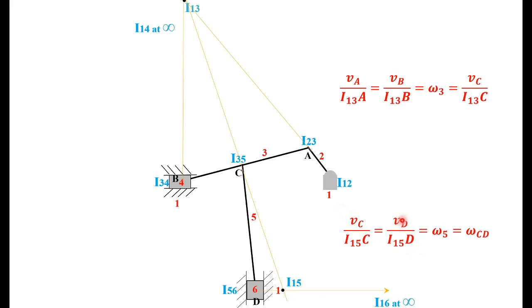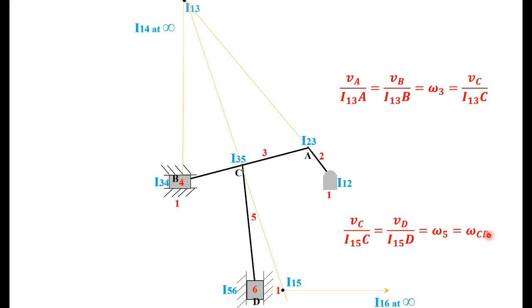So write the answer VD as equal to how much? That is right. Then this ratio is also equal to omega 5 or also equal to omega CD. That is also asked in the question, angular velocity of CD. So what will be omega CD? VC by I15C or VD by I15D. Now you take VC divided by I15C, measure I15C and take that ratio, that will be omega CD.